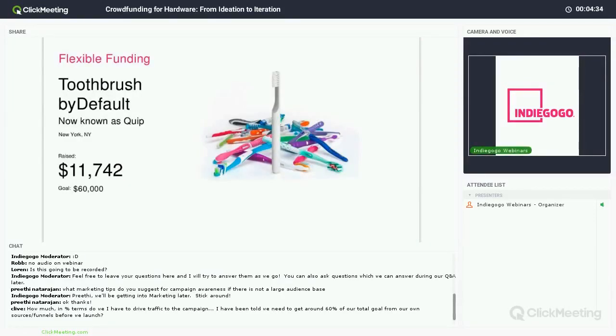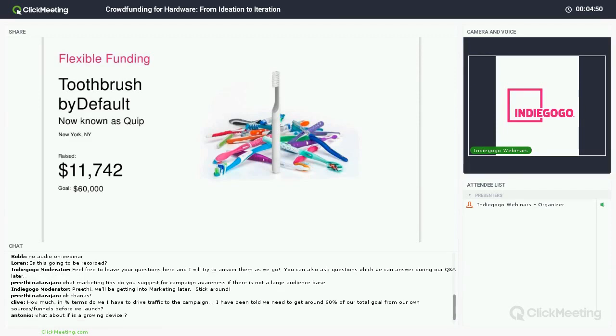So real quick, let's break down flexible funding into two different examples, so you can see which one might be right for you. With flexible funding here, we have the toothbrush by default, which is now known as the Quip. You might have seen ads for this all over your Facebook or the internet. I know I've been seeing a lot of this recently. When they originally tried to raise funds on Indiegogo, they didn't actually hit their goal. They got about $11,000 of their $60,000 goal.